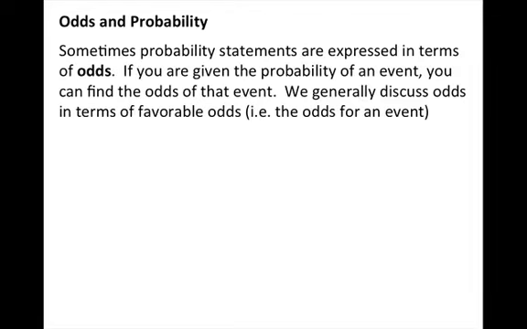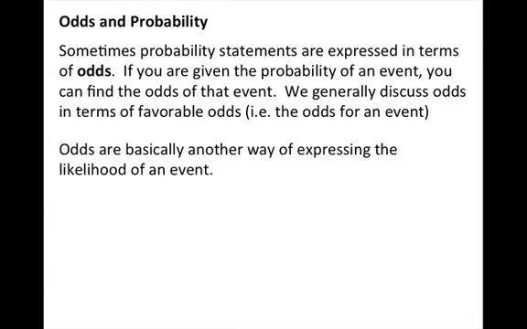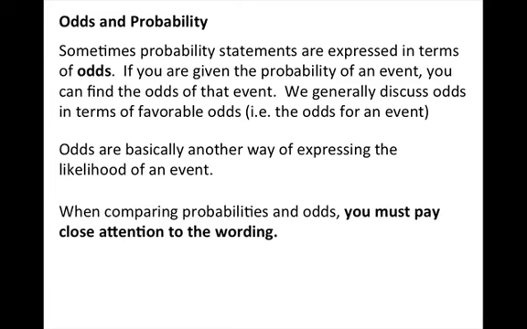Next, let's look at odds and probability. Sometimes probability statements are expressed in terms of odds. If you are given the probability of an event, you can find the odds for that event. And we generally discuss odds in terms of favorable odds, the odds for an event. And sometimes we are asked for the odds against an event. Odds are basically another way of expressing the likelihood of an event. When comparing probabilities and odds, pay attention to the wording.